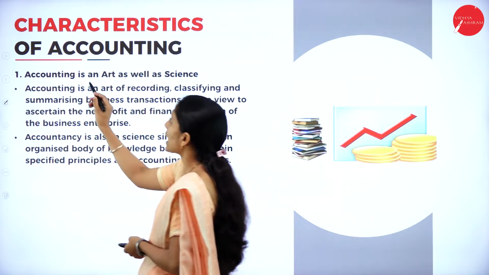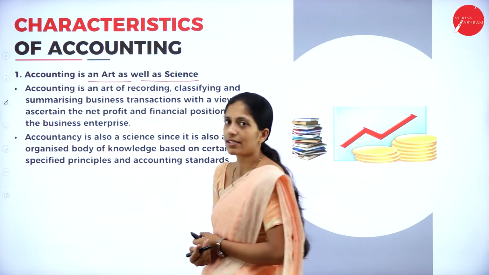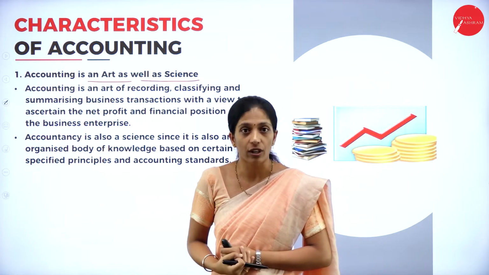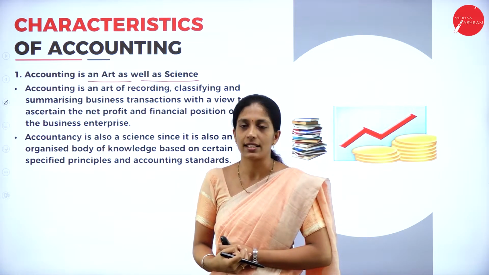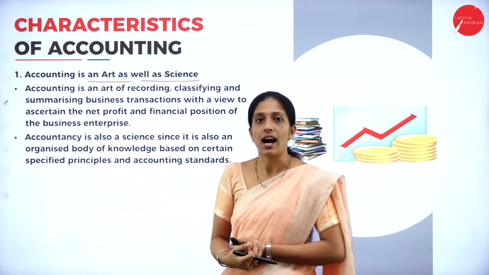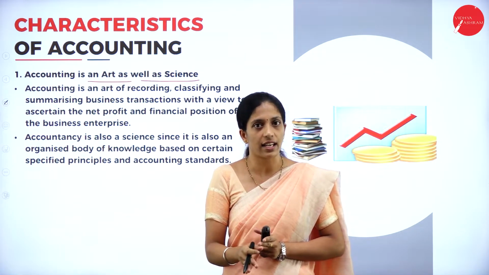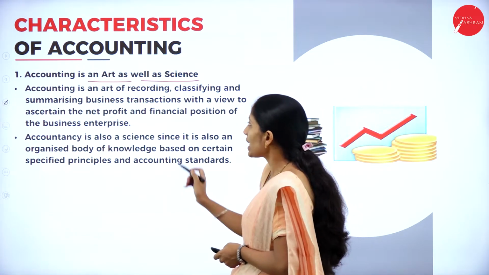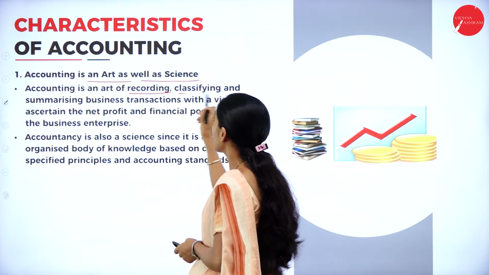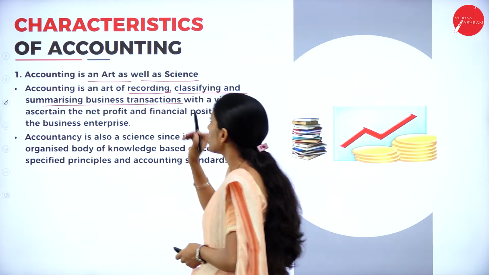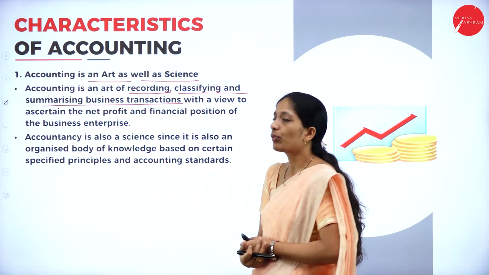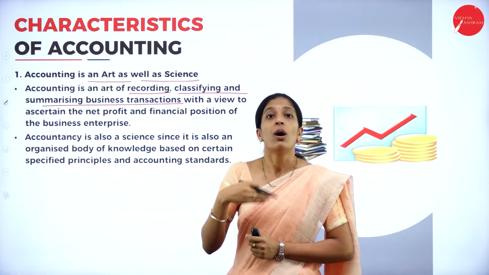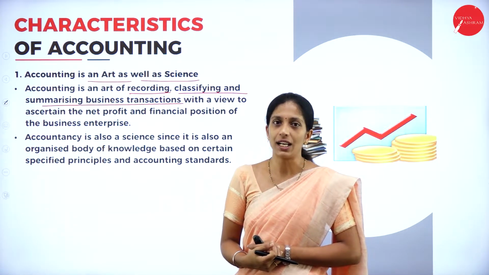So the first one is accounting is an art as well as science. In our definition, we have learned that accounting is an art of recording, classifying and summarizing. Now accounting is an art. So let us see why it is considered as an art and why it is considered as a science. Accounting is an art of recording, classifying and summarizing business transactions with a view to ascertain the net profit or net loss of the organization, or even the financial position of the business.